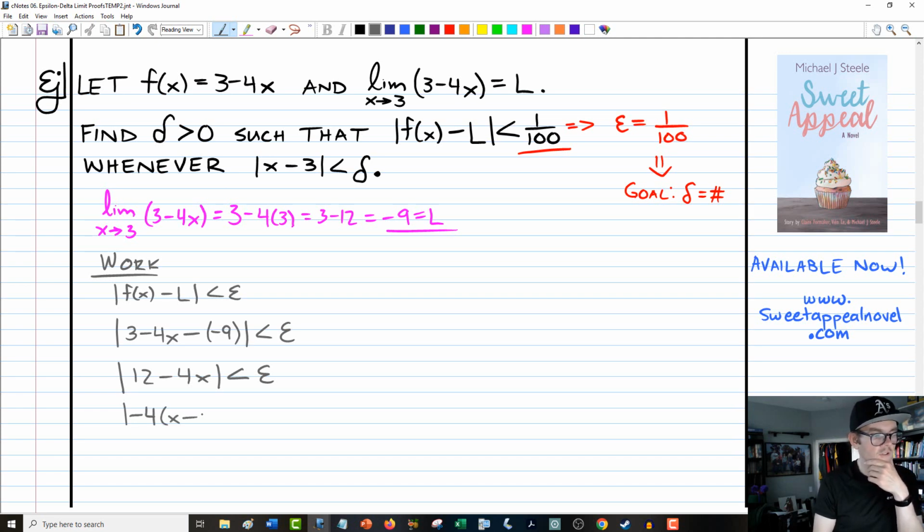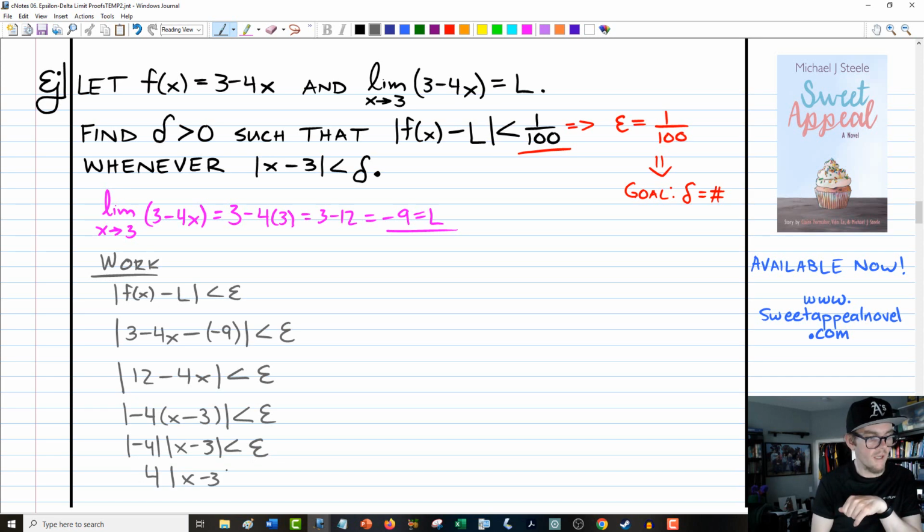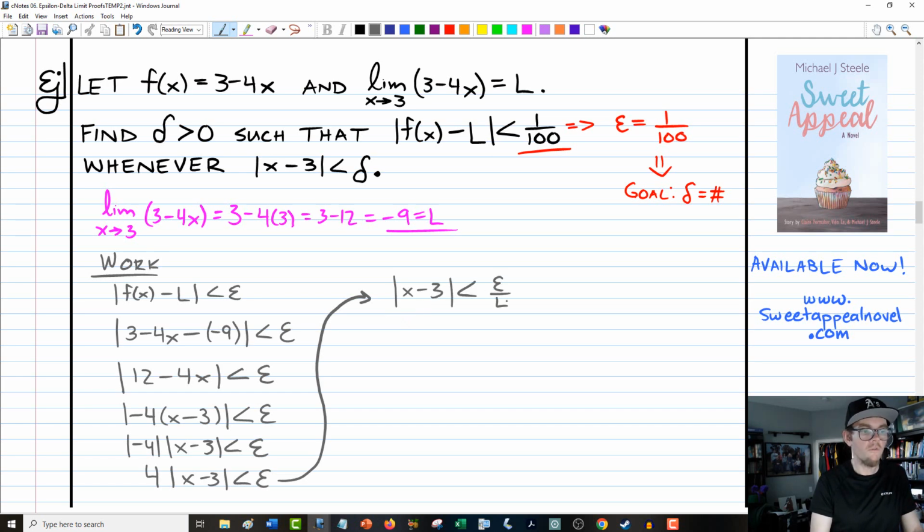This will then be, if we factor out a GCF of negative 4 on the inside, the absolute value of negative 4 times x minus 3 is less than epsilon. But because of the absolute value of negative 4, which we could literally write as the product of two absolute values, maybe that's helpful to you to see as well, that is just going to be 4 times the absolute value of x minus 3 is less than epsilon. And now that we've established that connection, we can divide both sides by 4, and we'll get the absolute value of x minus 3 is less than epsilon over 4.